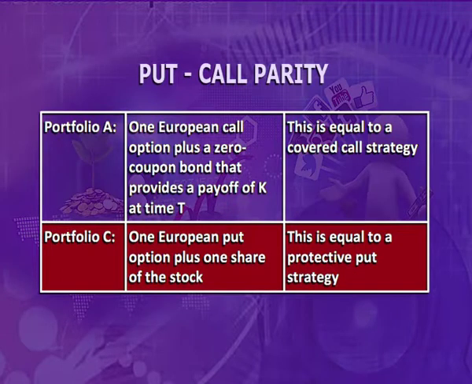Portfolio C: one European put option plus one share of stock. This is equal to a protective put strategy. We assume that the stock pays no dividends. The call and put options have the same strike price K and the same time to maturity T. The zero coupon bond in portfolio A will be worth K at time T.